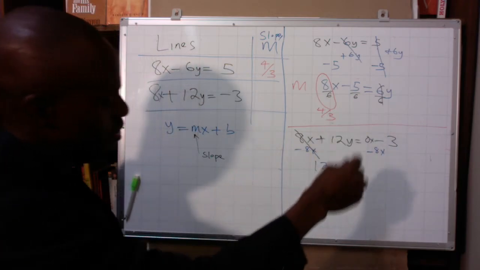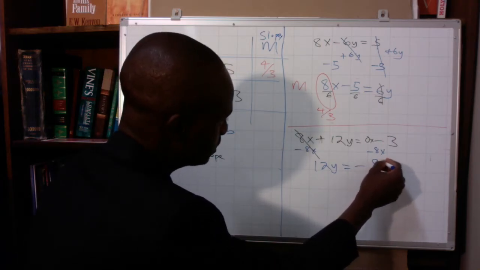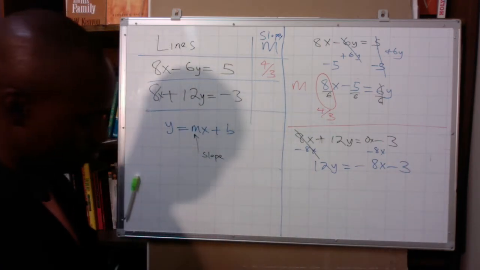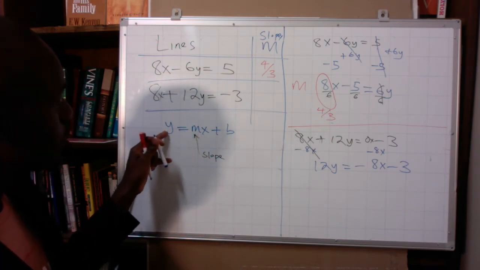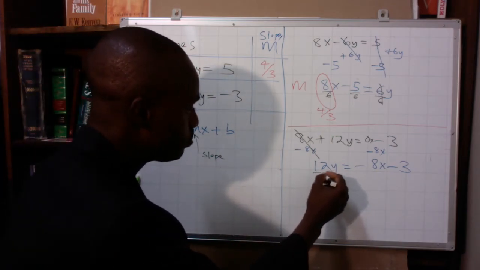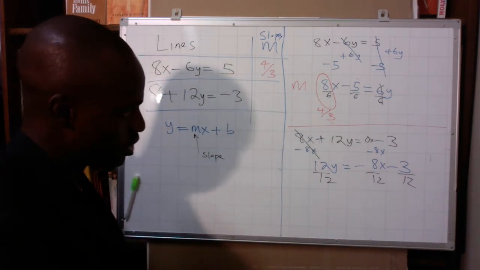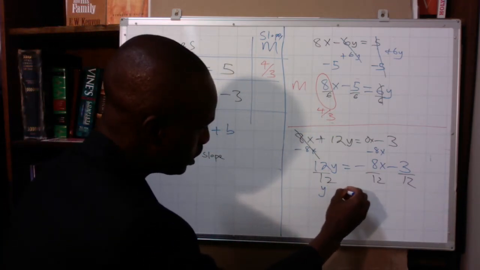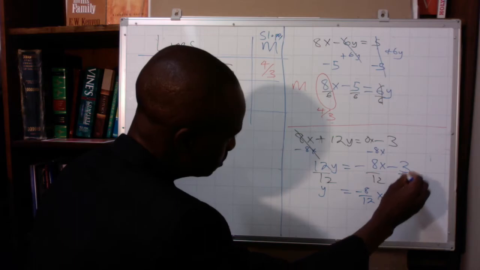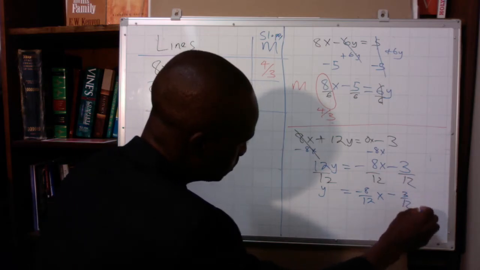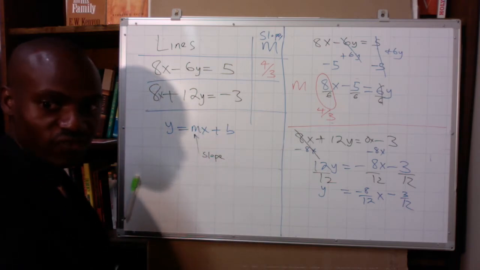equal to, again, we are adding -8x, so -8x minus 3. Wow, we're very close. We want to get to mx plus b, so we want the coefficient of y to be 1, which means we divide by 12. And then we're going to get y equal to -8/12 x minus 3/12. Remember, the coefficient of x is our slope. The coefficient of x is our slope.